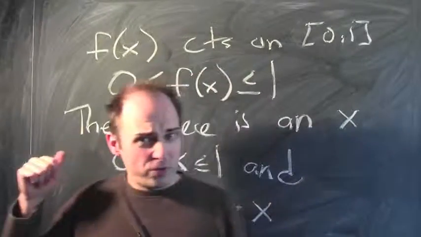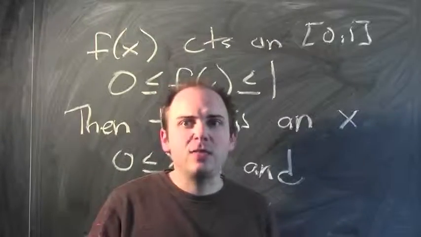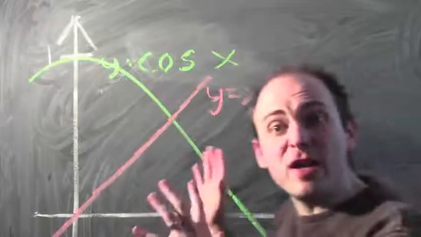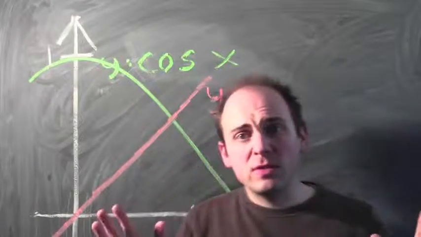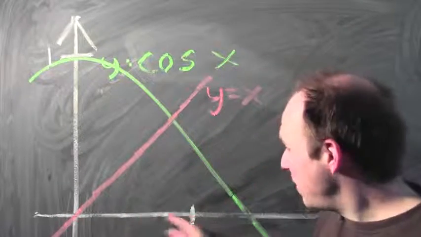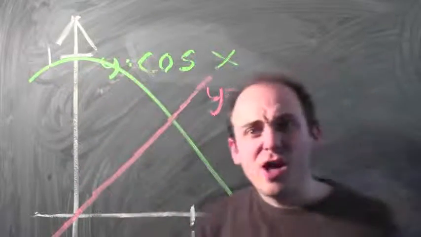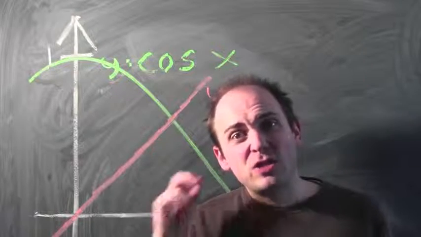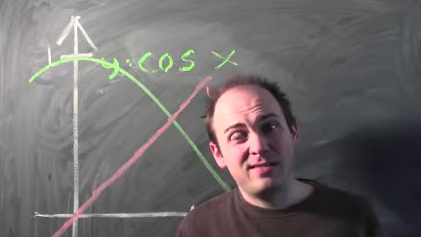So we've seen why this is true. Let's try to apply this to a specific example, like f of x equals cosine x. Here I've got the graph of y equals cosine x. Now what do I know about cosine? I know cosine is continuous, and cosine of a number between 0 and 1 is a number between 0 and 1. So our statement applies to it. There's a fixed point for cosine. There's some value of x between 0 and 1 so that cosine of x equals x.